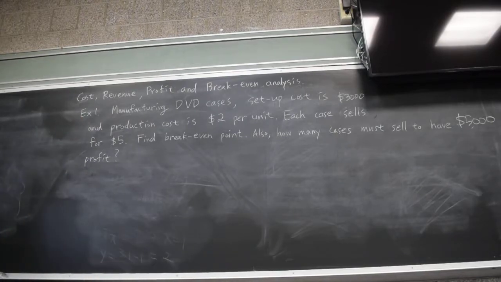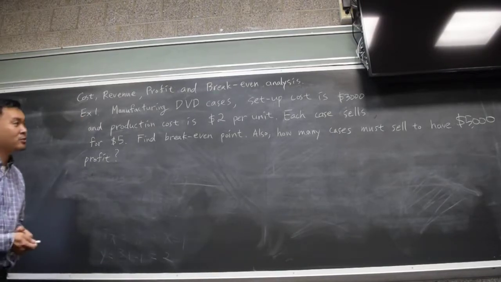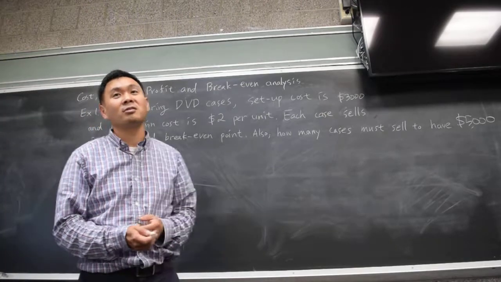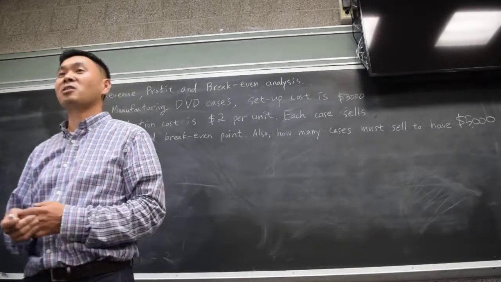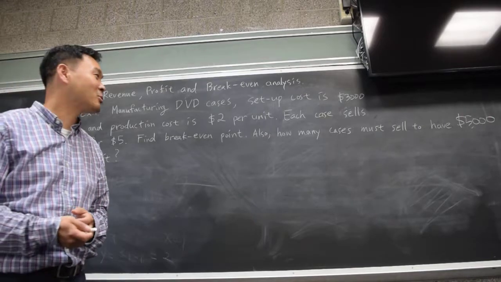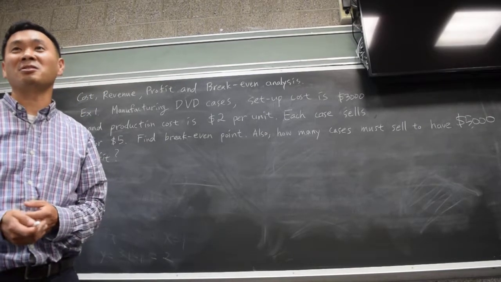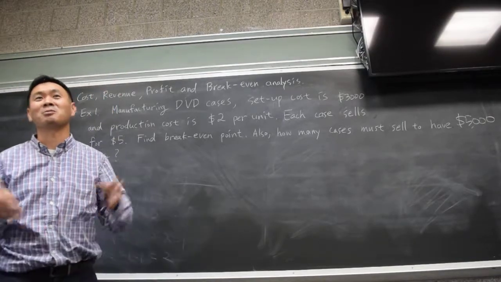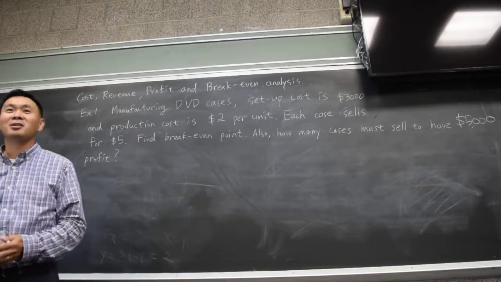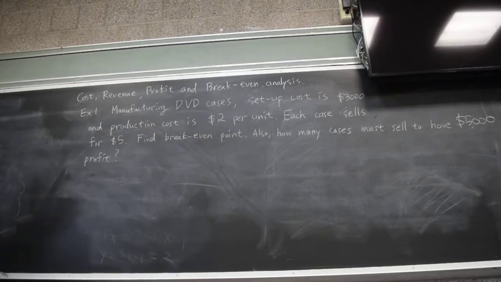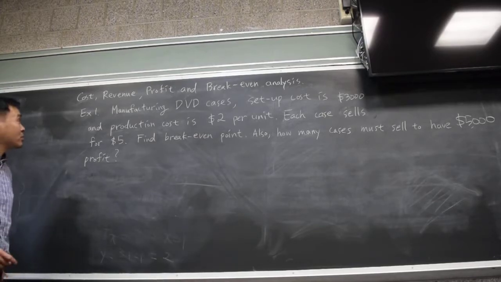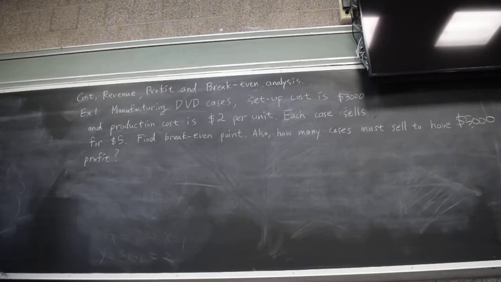Here we're going to simplify things and assume that we are going to sell everything that we make. It must have been in the 90s where DVDs were really hot, and you make them, it's always sold. But with that assumption, let's try to find the cost function, revenue function, and then profit, and do this break-even analysis.